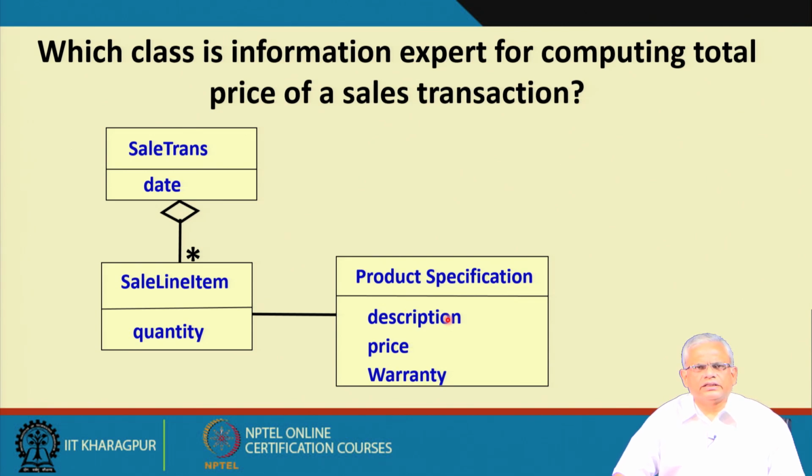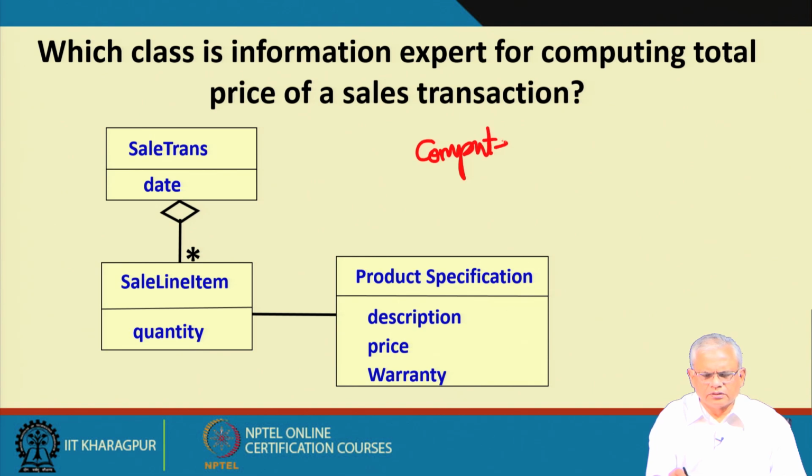And let us say a use case requires us to calculate the total price of a sales transaction. Now, we need a method called compute total price. We find that we need to have this method compute total price for the sale transaction.